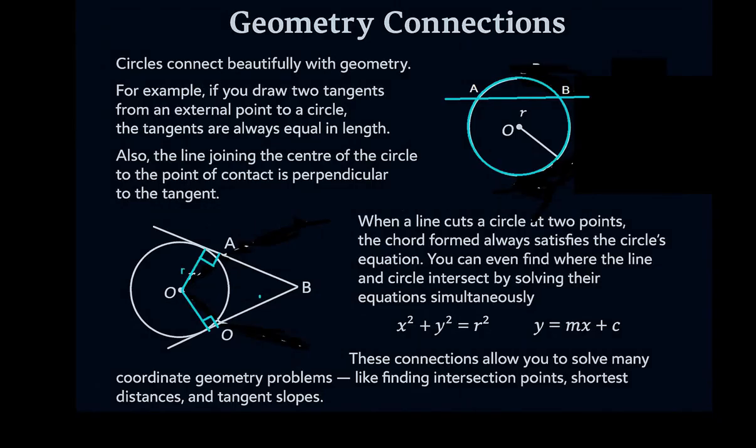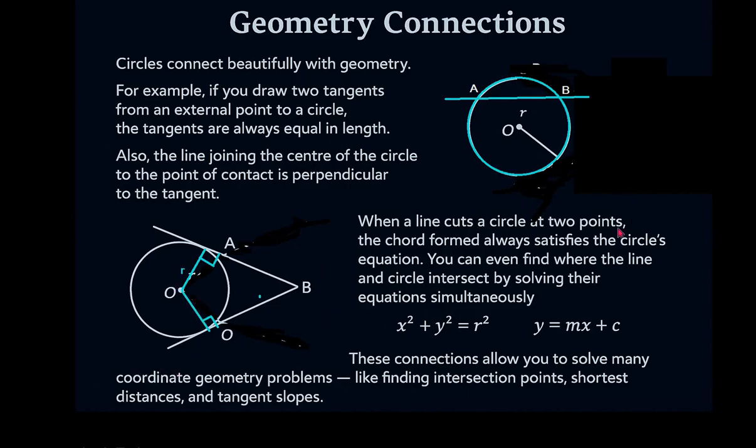Now the geometry connection. Circles connect beautifully with geometry. For example, if we draw two tangents from an external point to the circle, the tangents are always equal in length. These tangents, OB and AB, are equal. Also, the line from the center of the circle to the point of contact is perpendicular to the tangent. You take the radius.